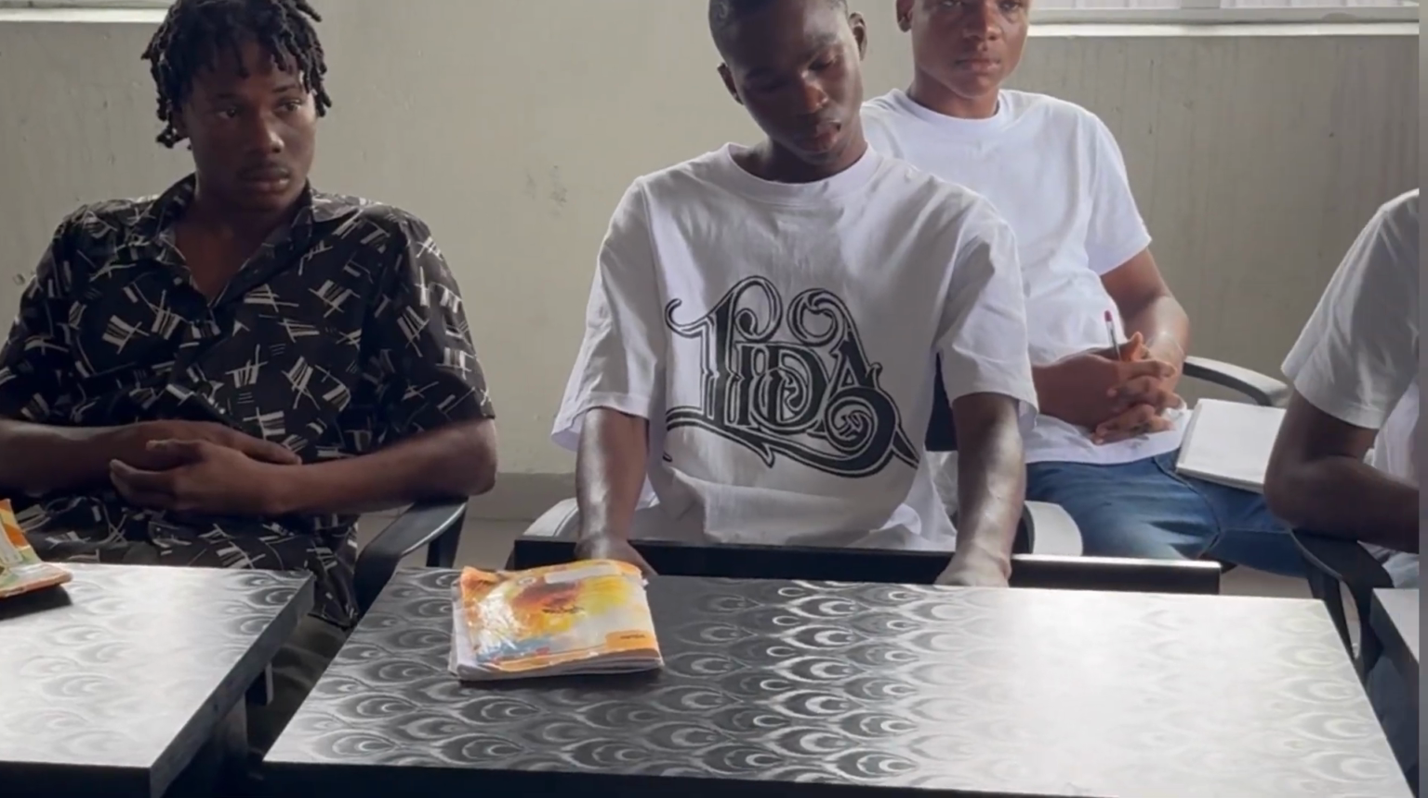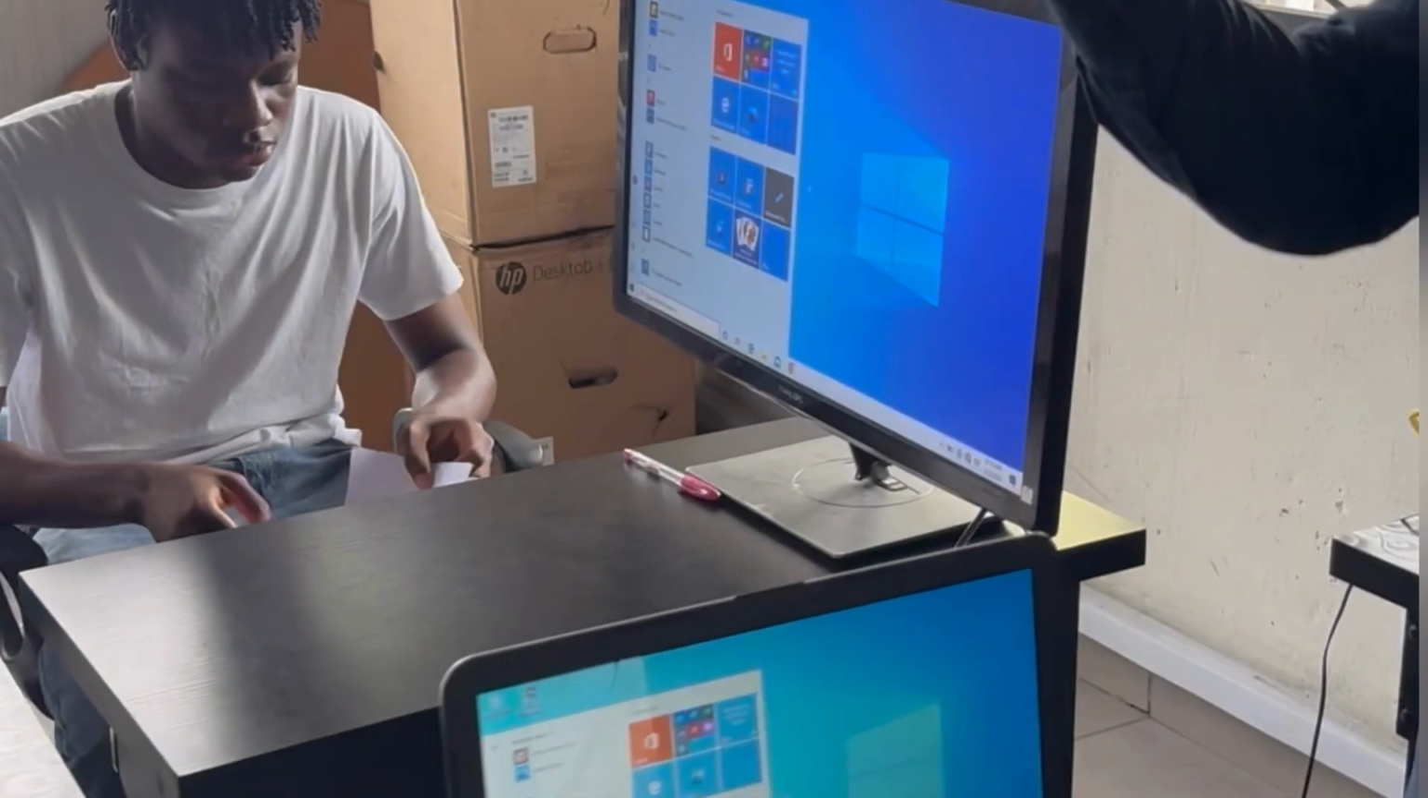About what is a motherboard. What do you know about a motherboard? It connects all the hardware components together. A motherboard connects all the hardware components. You try, you have a point.